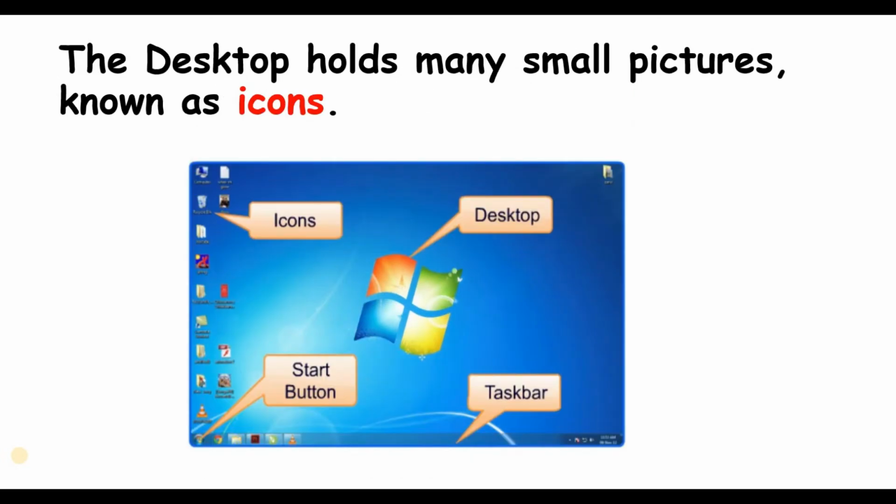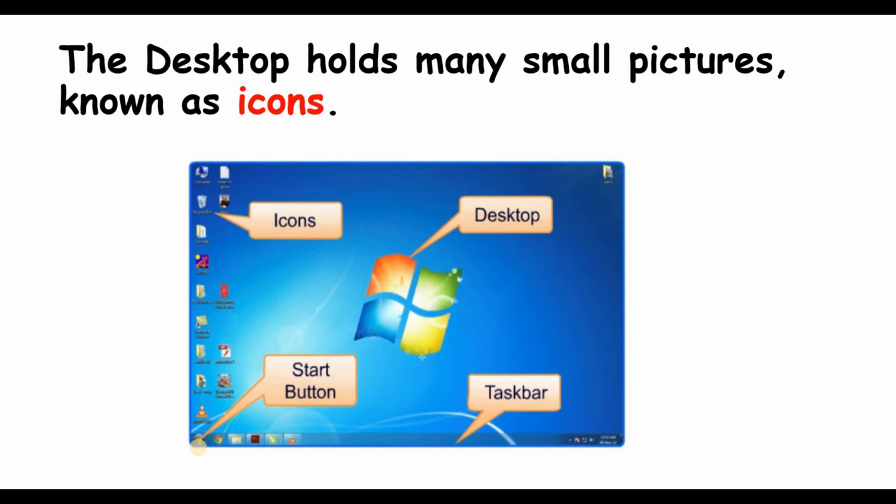The desktop holds many small pictures known as icons. Can you all see a desktop here? It has a start button at the extreme left corner, a taskbar at the bottom of the screen, and there are a few small icons on the desktop. The icons are the small files or programs available on your computer.